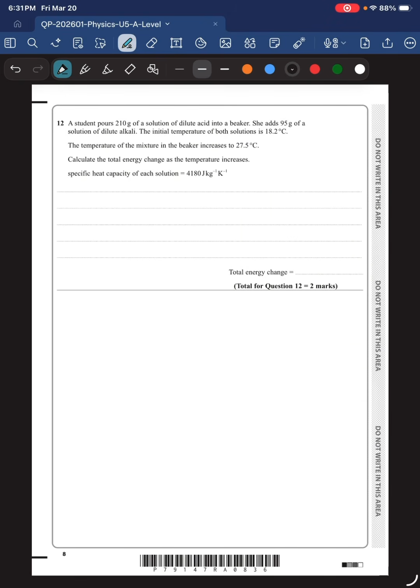So this sounds scarier than it is actually, because they make it sound like a chemistry problem, but it's not. We simply need to use delta E, the change in energy, is equal to C times M times delta theta. And for M, we will plug in the combined mass of the two mixtures, which is 210 plus 95, right? Or 305 grams, okay?